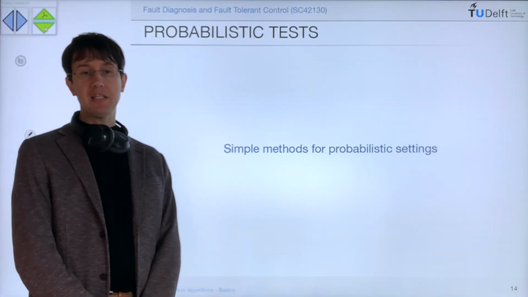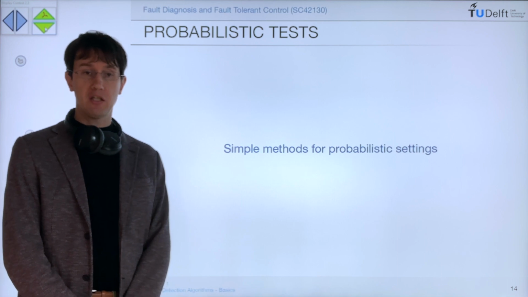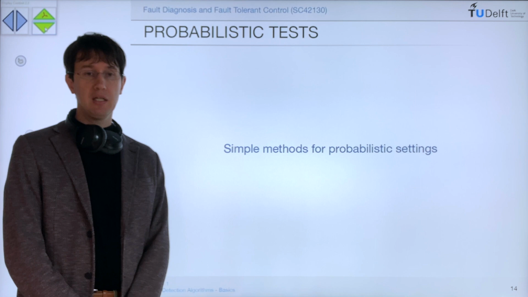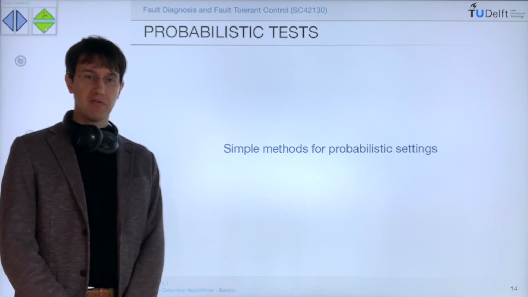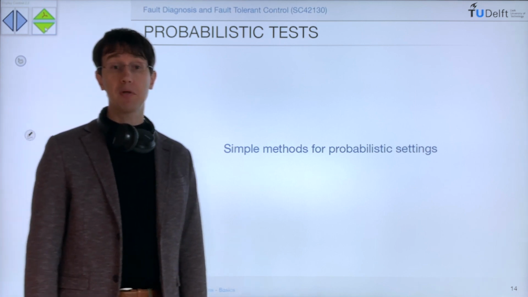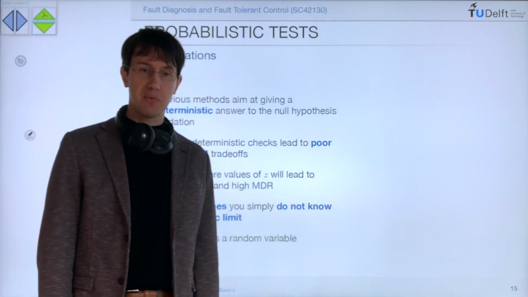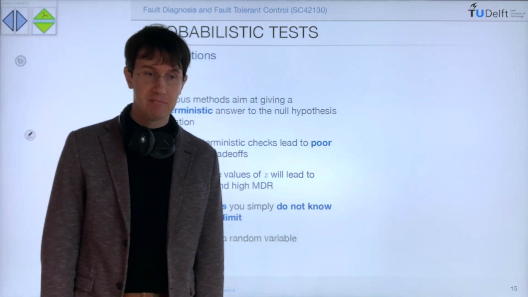So after having introduced change detection algorithms and having looked at simple deterministic approaches, now it's the time to move away from determinism and introduce probabilistic tests. And let us state once more why we need them.